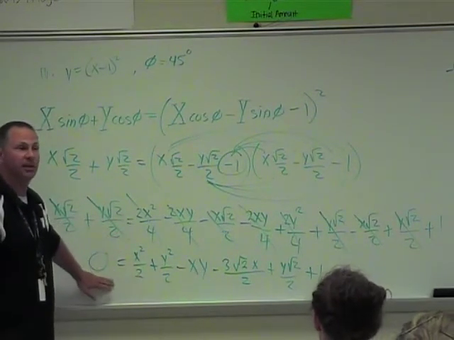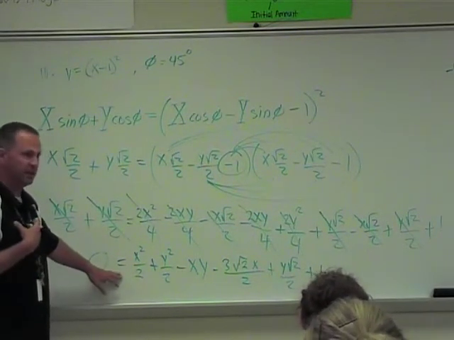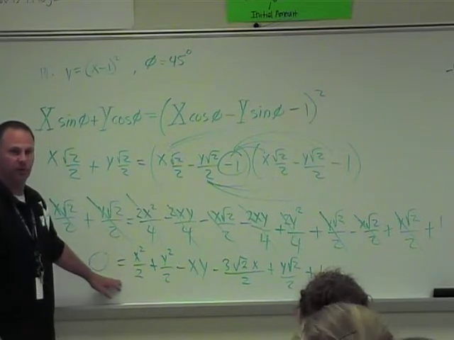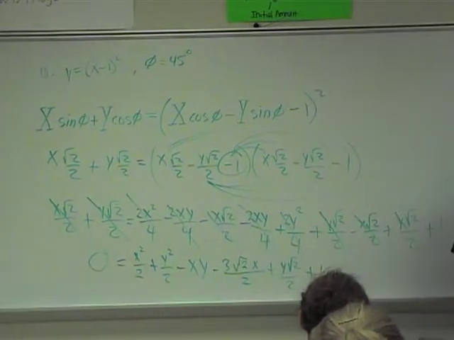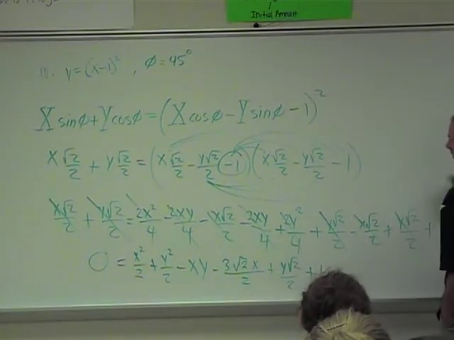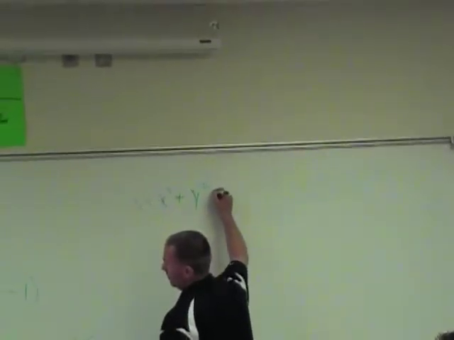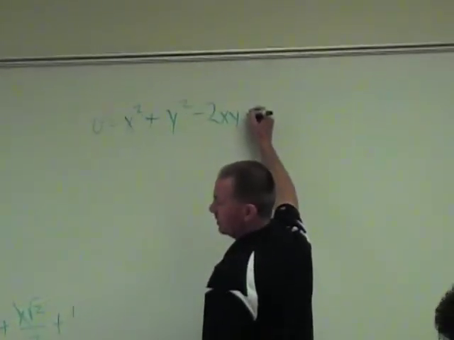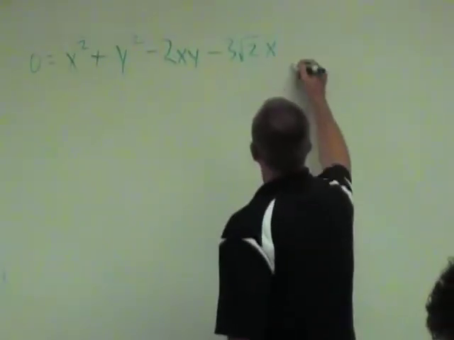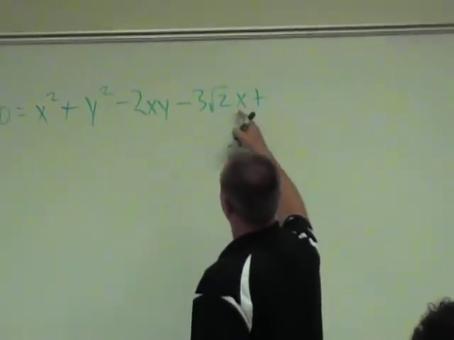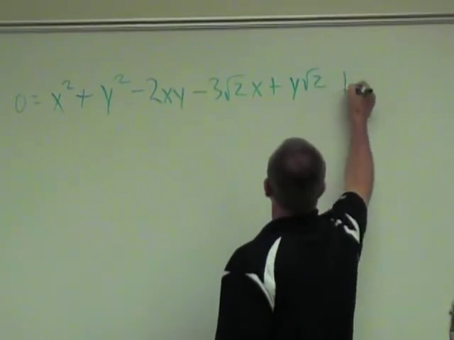All right, but the book doesn't like it like this. It doesn't like the fractions. As far as I'm concerned, this is nice, but go ahead and take it one step further and get rid of your fractions. Multiply everything by 2. So 0 equals x squared plus y squared minus 2xy minus 3 radical 2x because the denominator falls off, plus, probably should put the x in between the 3 and the radical 2, plus y radical 2 plus 1.